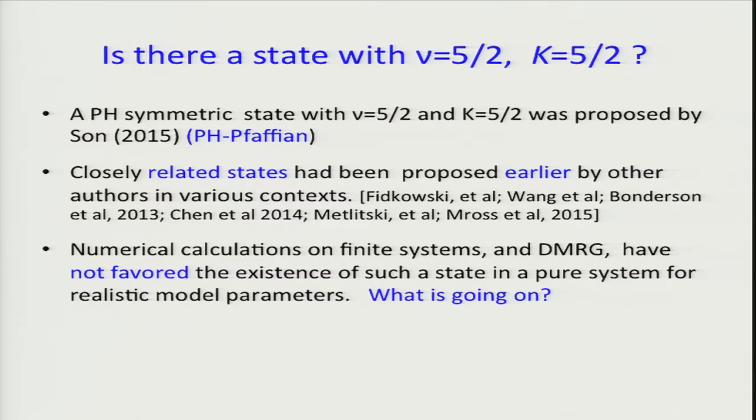But closely related states have actually been proposed earlier in other contexts. So it exists as a sort of mathematical possibility, but numerical calculations definitely did not favor it. There's no indication that such a state is the ground state. A state with these quantum numbers always seemed to have higher energy than what you found for the Pfaffian or the anti-Pfaffian. So this is a big mystery.